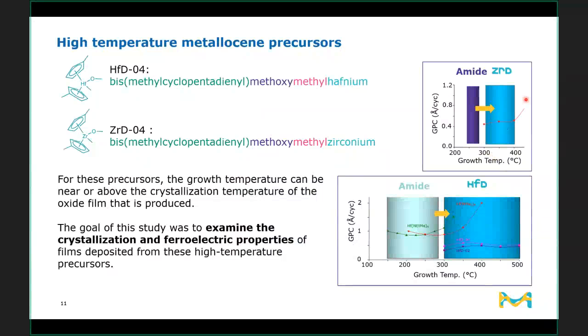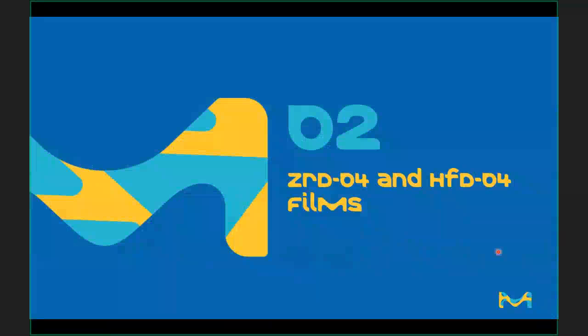And so it's interesting to look at what phase that film deposits in to see if you get the right crystal structure. And you can see similar behavior for hafnium dioxide films grown using HfD over here, in that the traditional amide window is down here, and then we can push that even higher, all the way out to 500 degrees. And so the goal of this study was to look at the crystallization and ferroelectric properties of materials that we grow using these precursors.